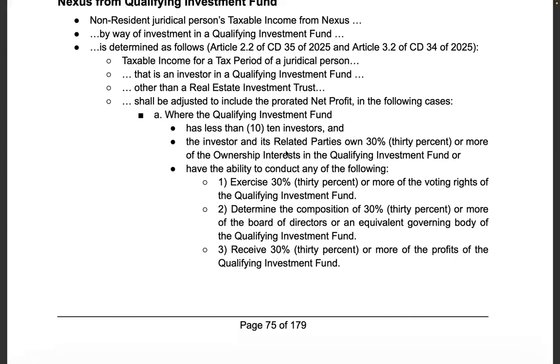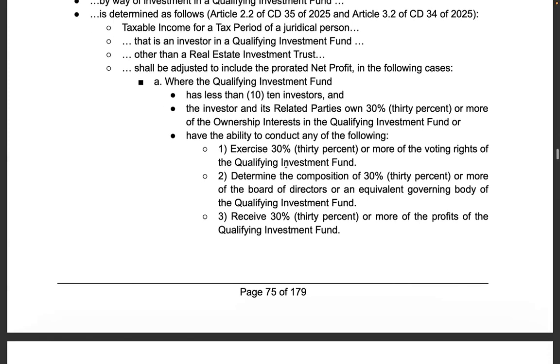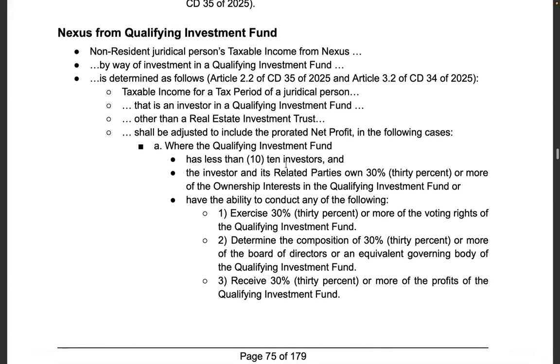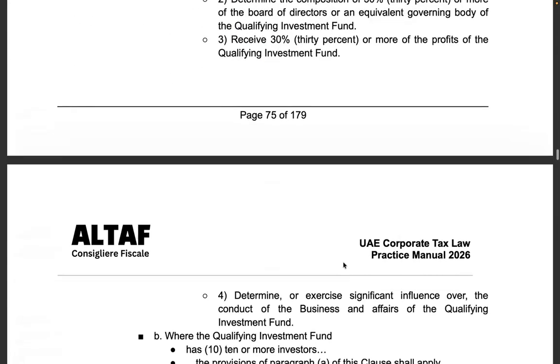Ask me if you have any confusion later on. So this point says 30% is what it exactly says. It says the investor and its related parties own 30% or more of the ownership interest in the qualifying investment fund. Okay. The question is, what is the meaning of the words ownership interest, correct? That's what we need to understand.